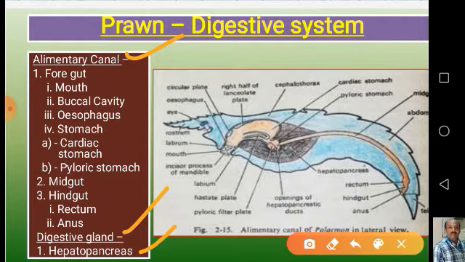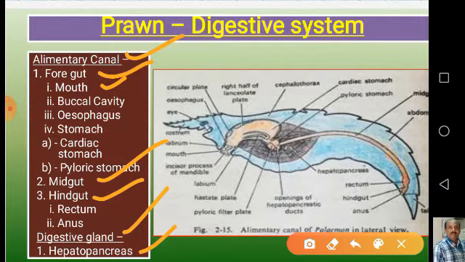As you know, the alimentary canal in almost all animals is an elongated tubular structure with varying diameters, and in the same way prawn is no exception. The alimentary canal in the prawn is divided into 3 parts, mainly foregut, midgut and hindgut. Foregut starts from the mouth and extends up to the stomach. Then midgut, then hindgut. Hindgut includes rectum as well as anus.